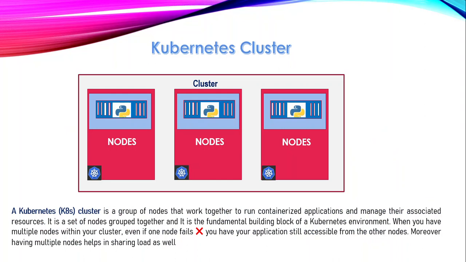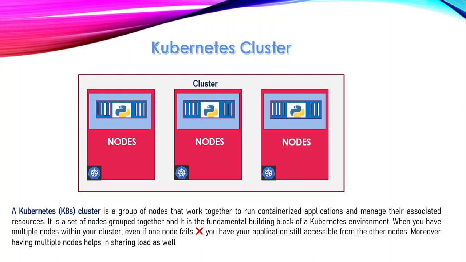Now let's talk about this Kubernetes cluster. What is it all about? A Kubernetes cluster is just a group of nodes that work together to run containerized applications and manage their associated resources. So a cluster contains multiple nodes. It can be two nodes, it can be three nodes, and so on. So it's just like a cluster of nodes, a group of nodes that work together to run your containerized application.